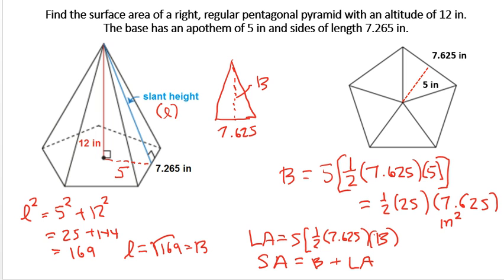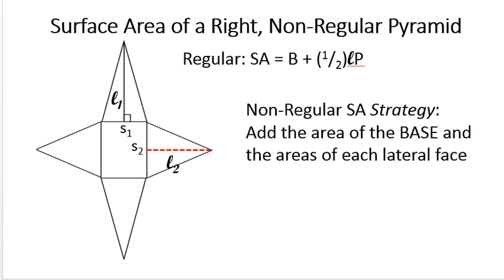Okay, that's for a regular pyramid. Now let's see how it changes for a non-regular pyramid. For regular pyramids, the surface area is the area of the base plus 1/2 times the slant height times the perimeter.